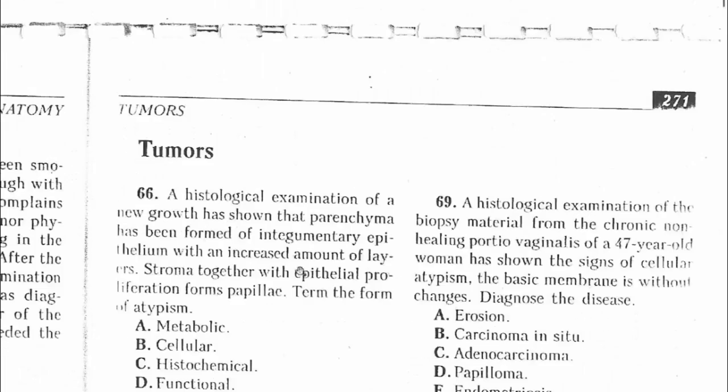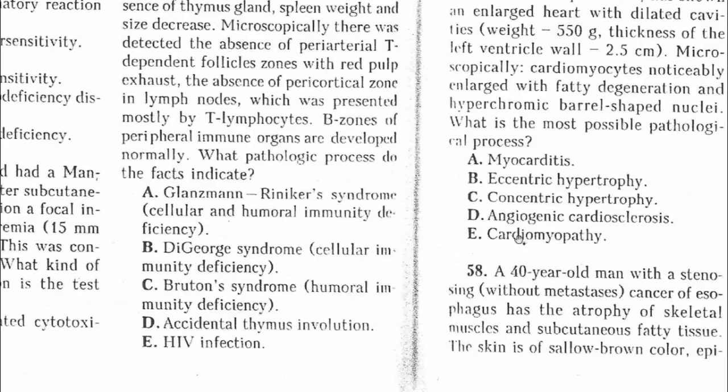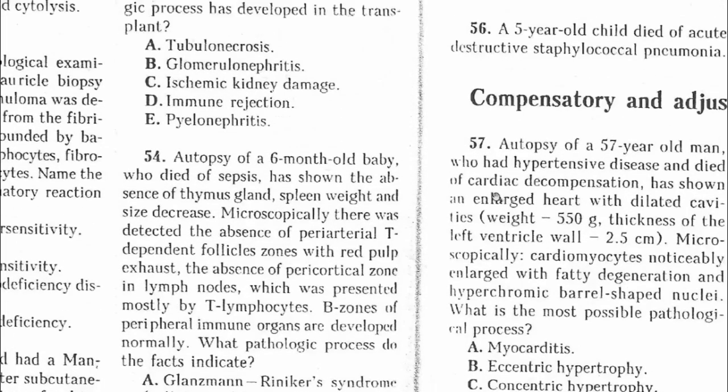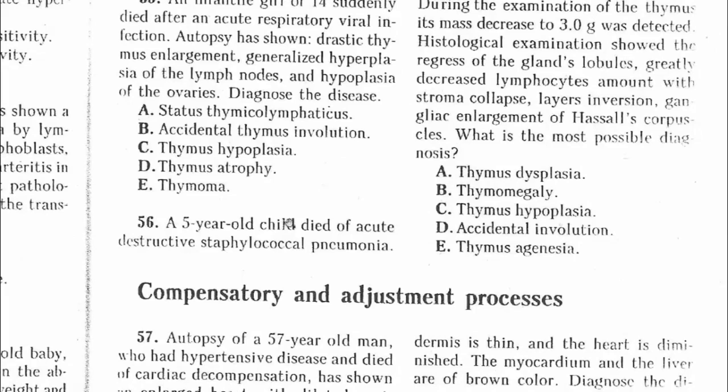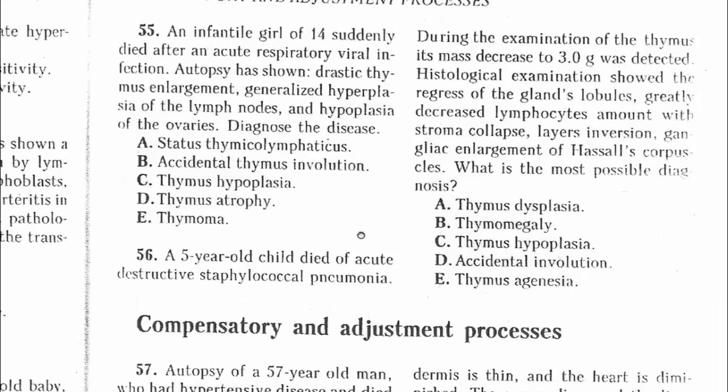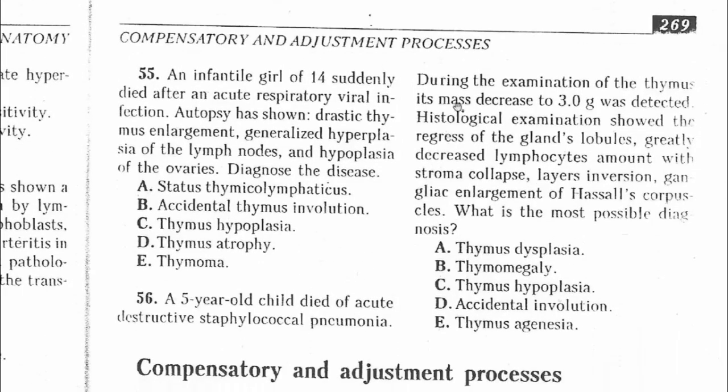So 56. Sorry. 56. Whoa. What did I do? Okay. So 56. A 5-year-old child died of acute destructive staphylococcal pneumonia. During the examination of the thymus, its mass decreased to 3 grams. Histological examination showed the regress of the gland lobules, greatly decreased lymphocyte amount with stroma collapse, layers inversion, ganglionic enlargement of Hassall's corpuscles. What is the most possible diagnosis?